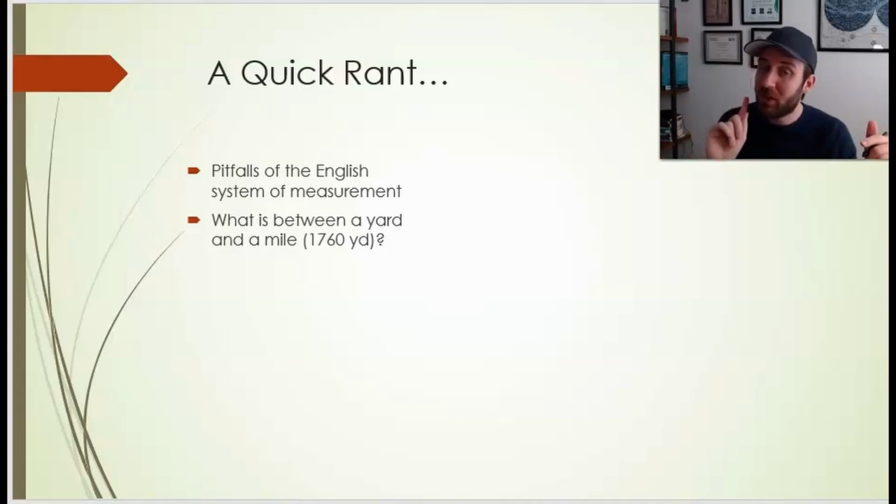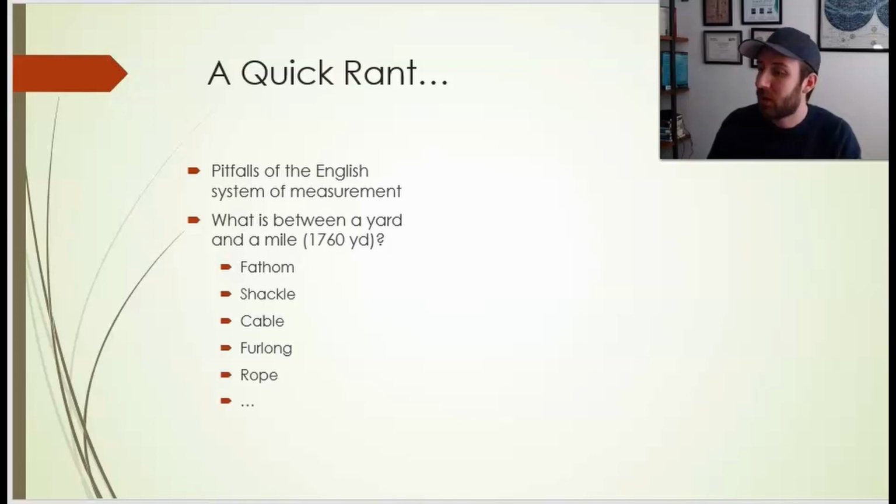In truth, there actually are units that are between them. They're just not popular for us nowadays. Every once in a while they pop up though, so let's talk about a few. We've got a fathom. We also have a shackle. We also have a cable, a furlong, a rope. Maybe you've heard of a furlong if you've ever gone to a horse race. These are all units of length that are between a yard and a mile.